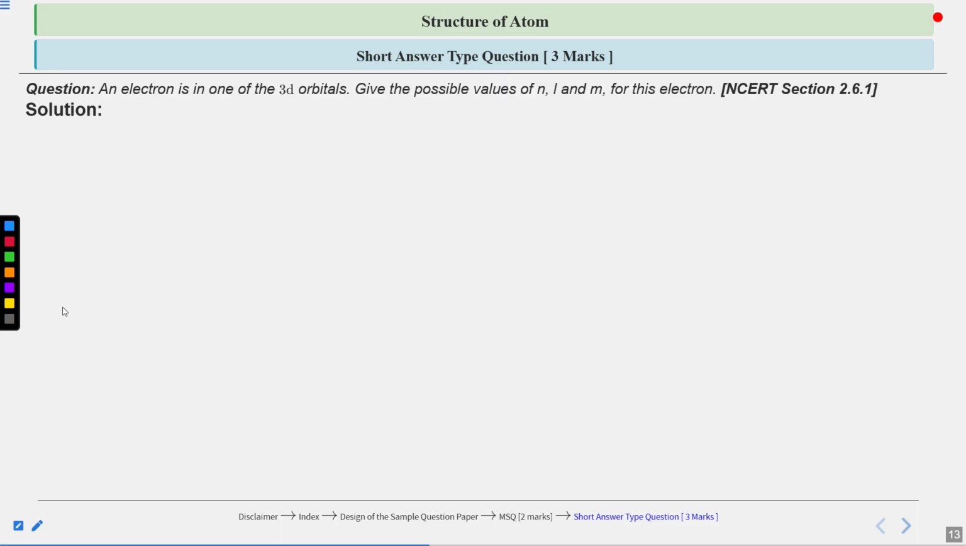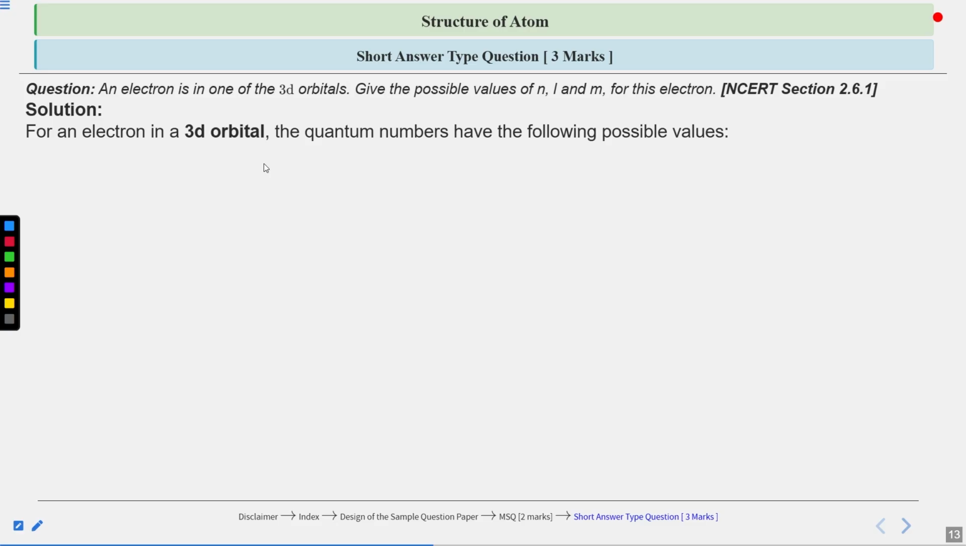How will we solve it? I guess it's very simple. Just look at the subshell notation 3d. From here you will get half of your answer. So if it is 3d, then the possible quantum numbers are, first of all, for the principal quantum number, you can look again at your subshell notation. It is 3d. Therefore, the value of n will be what? It will be 3. So this is 1 mark.